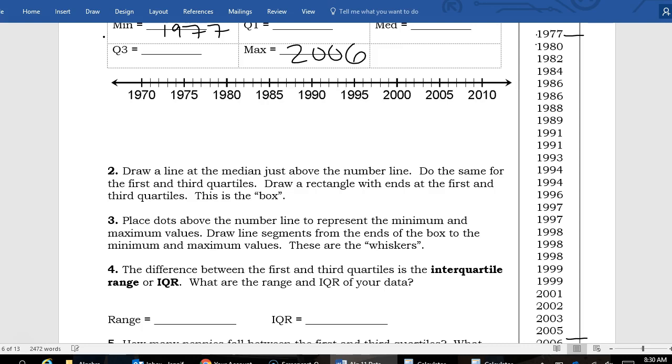So we have 1, 2, 3, 4, 5, 6, 7, 8, 9, 10. 1, 2, 3, 4, 5, 6, 7, 8, 9, 10. Working my way to the middle. Boom, boom, boom, boom. And we have 2 values left in the middle that we will have to mean to get our median value of 1995.